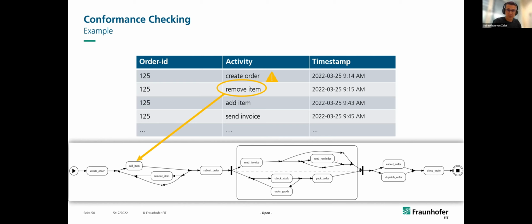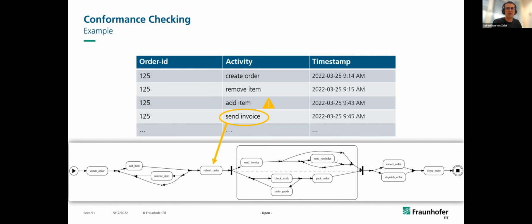Sometimes these problems occur because of a faulty execution, but of course it can also be the case that the logging of your data, of your process, is simply inaccurate. It's not necessarily the case that people do not execute the process in the right or the intended way. There can also be data quality issues.